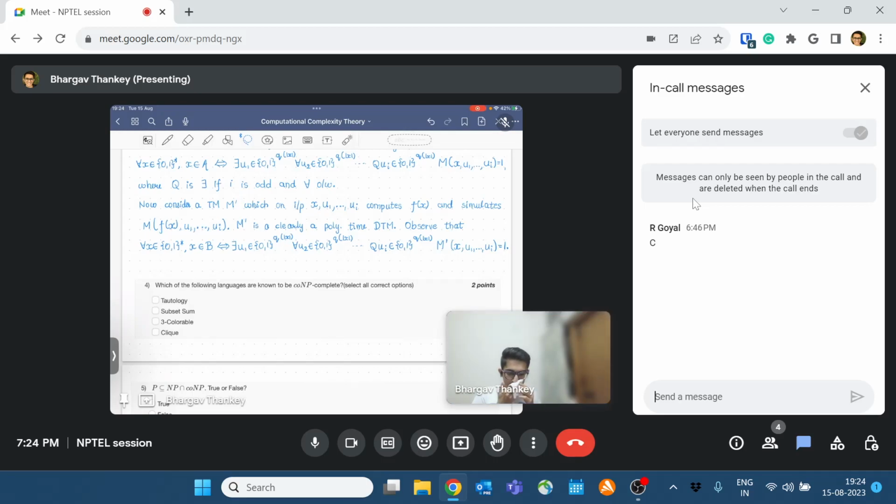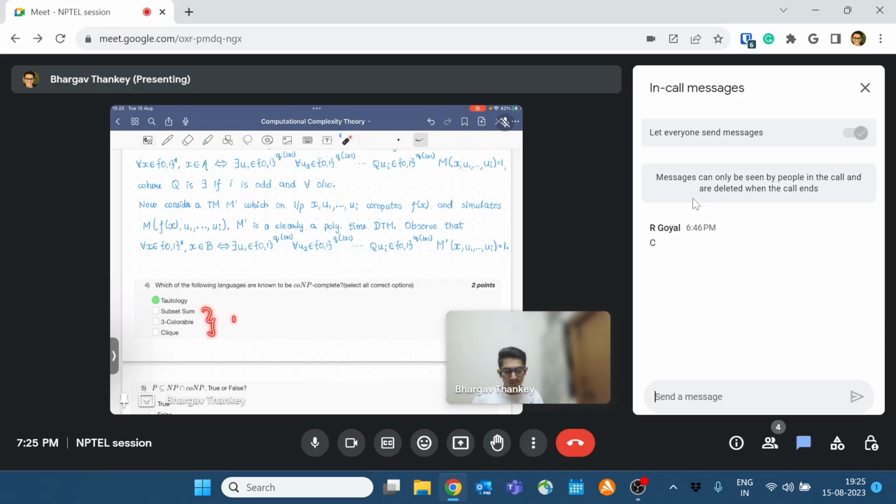I can only think of tautology. I have not heard that the remaining three problems are in co-NP. Clique cannot be in co-NP because its complement cannot be in NP, and the same is true for three-colorable as well. And for subset sum also, because subset sum is more or less the same as Hamiltonian.